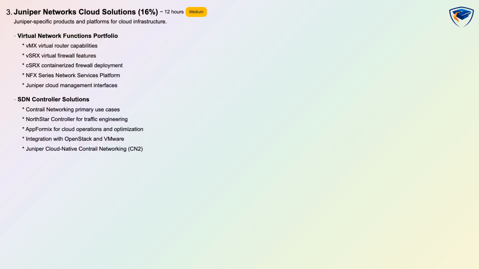Juniper Networks Cloud Solutions is 16%, medium difficulty, and recommends about 12 hours of study with scenario-based assessment. Focus here is on Juniper-specific virtual network functions and SDN controller solutions in real cloud environments. You will explore vMX virtual router capabilities, vSRX virtual firewall features, cSRX containerized firewall options, the NFX network services platform, and Juniper management interfaces along with Contrail, Northstar, AppFormix, and cloud-native Contrail networking integration patterns with OpenStack and VMware.